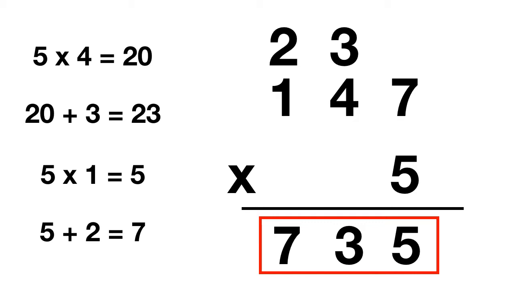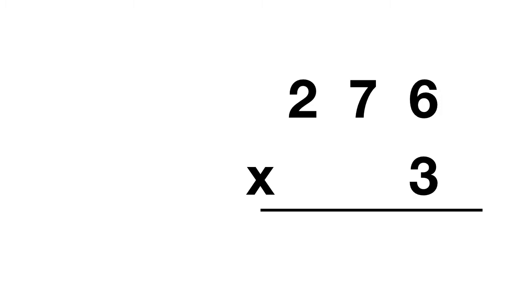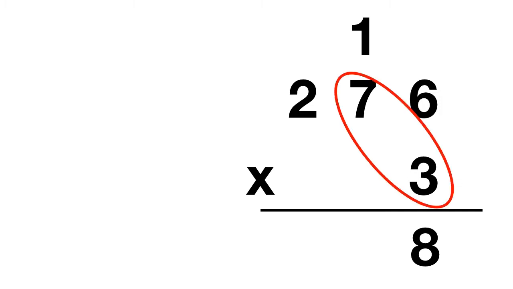Now you try one. Let's multiply 276 times 3. We start by doing 3 times 6 to get 18, but how do you write 18? Yes, you need to put the 8 on the bottom, but the 1 up on top. Now we can keep going and do 3 times 7 to get 21. But what do we have to remember?